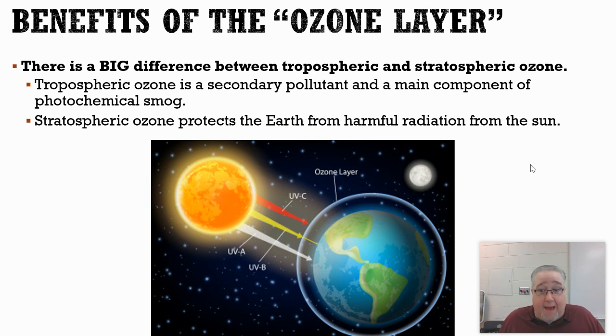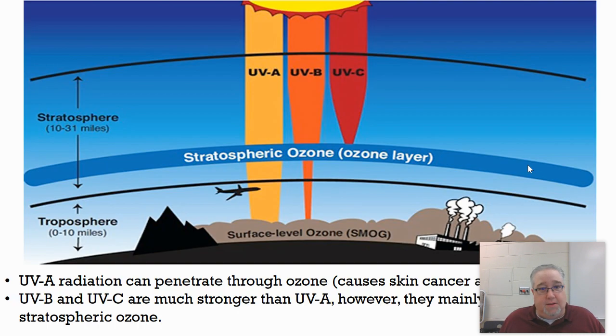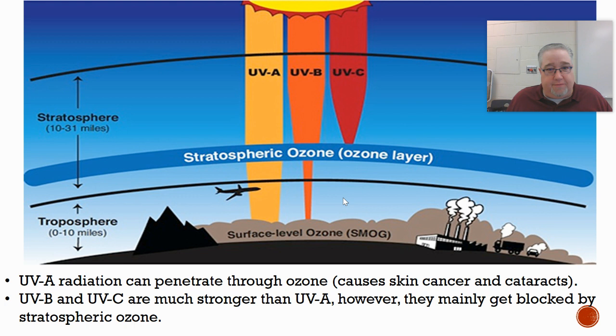But if something happens to that layer, that could have a major impact, especially on the living organisms on the Earth. Here's just another picture of the stratosphere and the troposphere. Again, down here is where we live, and this is where all that surface level ozone can build up. This is all of our tropospheric ozone. And I would highly suggest going back to Unit 7 and reviewing that for the AP exam. You will have to know quite a bit about photochemical smog and tropospheric ozone and all that stuff.